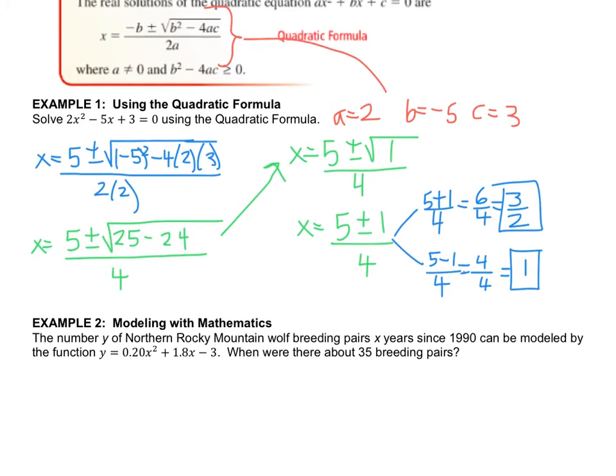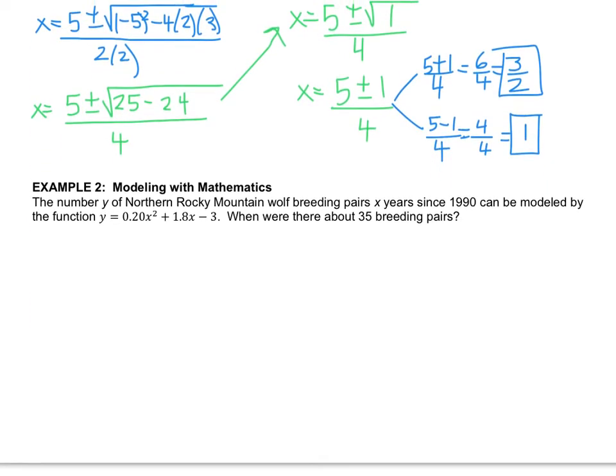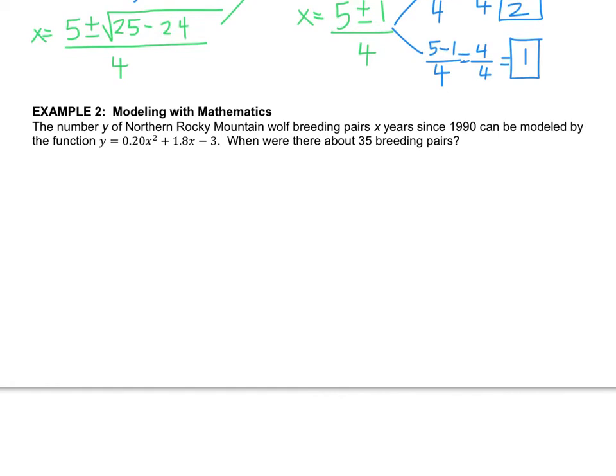Let's look at another example. The number of northern Rocky Mountain wolf breeding pairs, x years since 1990, can be modeled by this crazy looking function. When were the breeding pairs 35? Y stands for the number of breeding pairs, so I'm going to put 35 in for Y.